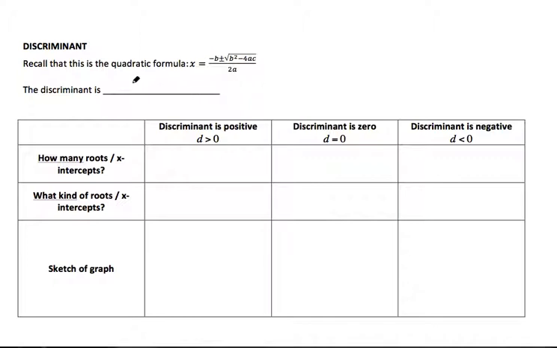So the discriminant is the part underneath the radical. It is the b squared minus 4ac part of the quadratic formula. When the discriminant is positive, it has two roots, two x-intercepts. They are real. And because it has two roots, the graph goes through the x-axis in two places.